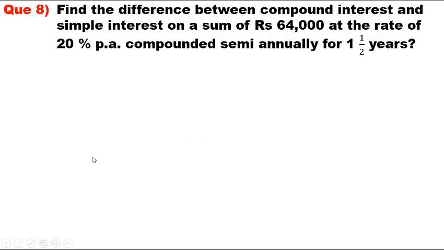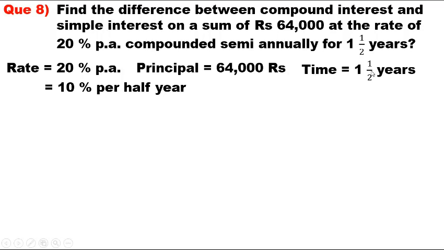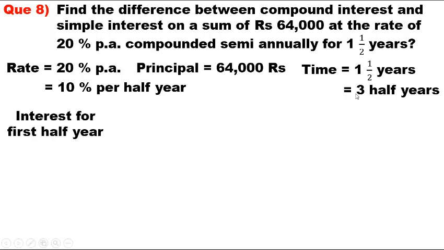Question 8. Find the difference between the compound interest and the simple interest on a sum of rupees 64,000 at the rate of 20% per annum compounded semi-annually for 1.5 years. Rate is equal to 20% per annum, therefore 10% per half year. Principal is equal to 64,000. Time is equal to 1.5 years, which is 3 half years.